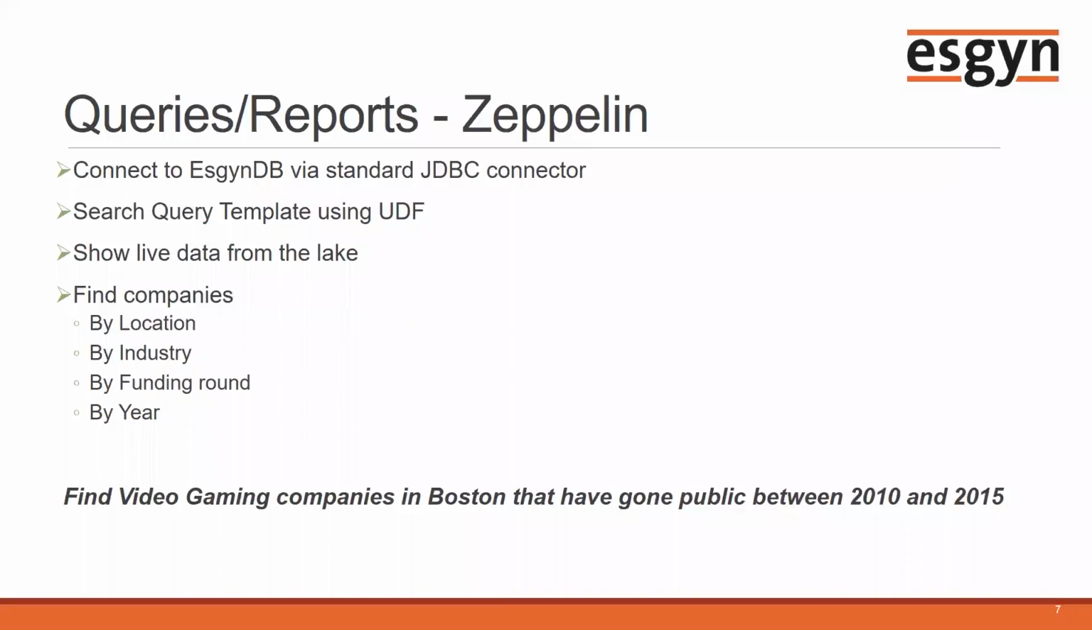To recap, we saw how we connected from Zeppelin Notebook to EsgynDB using JDBC. Using this query template, we ran a search on this JSON data, leveraging a UDF, and found all these companies from Boston. There are obviously many other search patterns we could use in our query.